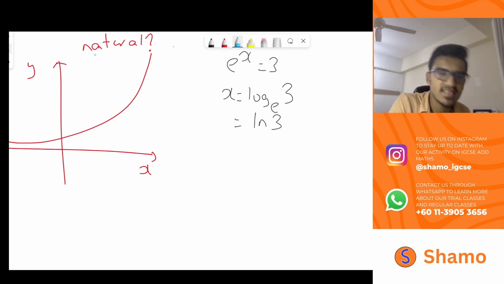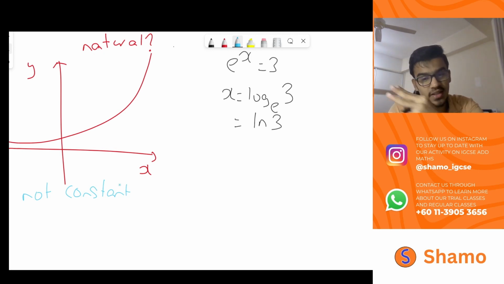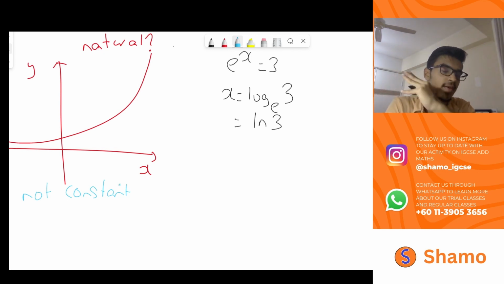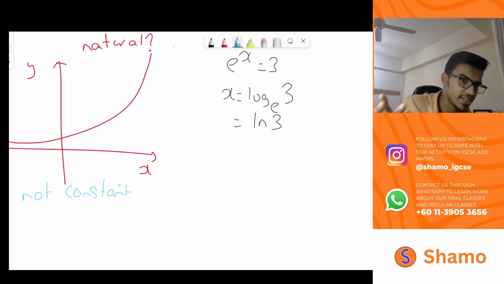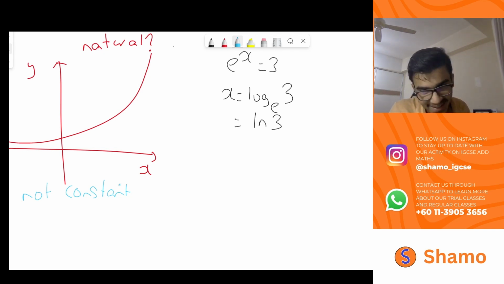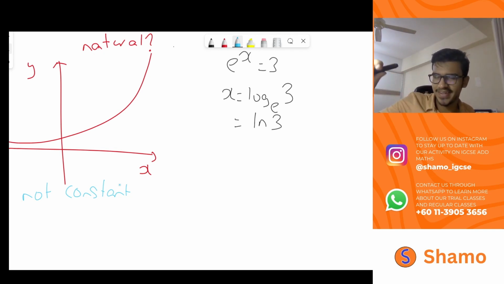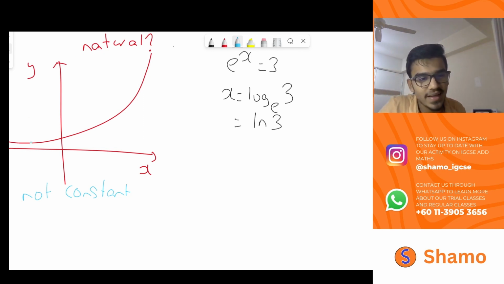Now we know from basic algebra and basic knowledge about graphs that the gradient of this graph is not constant. Like how we have a straight line graph, the gradient is constant at every point. In this exponential graph, it's not constant. If you don't know that, take your pen and, okay, you should know this by now, that the gradient of this graph is not constant.